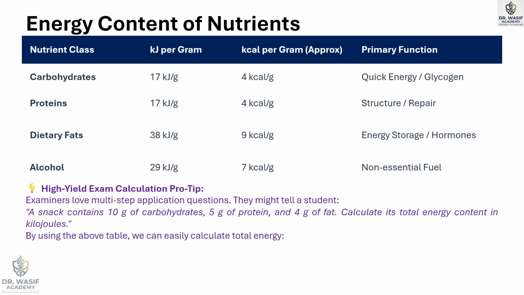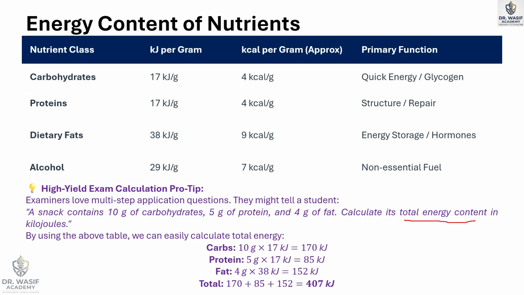And here's a question for you, which examiners love to ask. They sometimes use multi-step application questions. They might tell a student that a snack contains 10 gram of carbohydrates, 5 gram of protein, and 4 gram of fat. Calculate its total energy content in kilojoules. Now, how do we calculate the total energy content in this snack? You will have to use the above table, and using this table we can exactly calculate total energy. How can that be calculated?